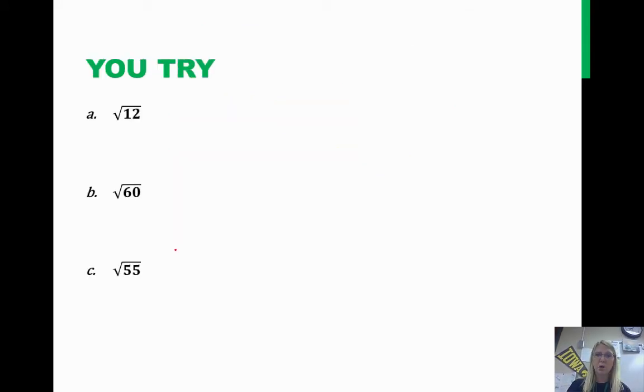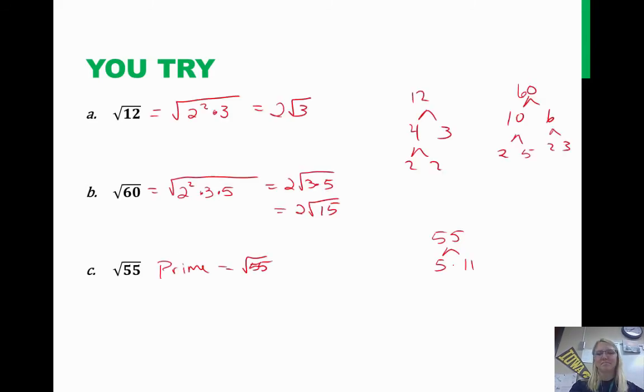I want you to take a moment right now and try to simplify this yourself. Stop the video and come back and check your work. All right, so for the first one, I got 2 square root of 3. And on the second one, I had 2 square root of 15. And the third one, I couldn't reduce. It's prime, so it's already square root of 55.